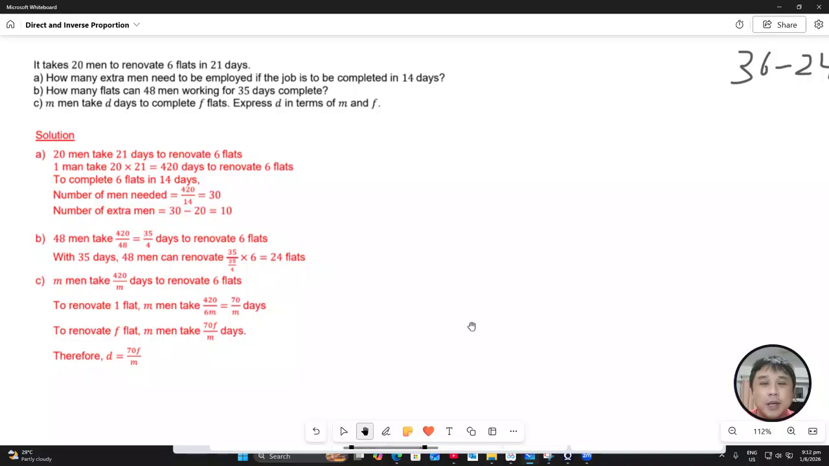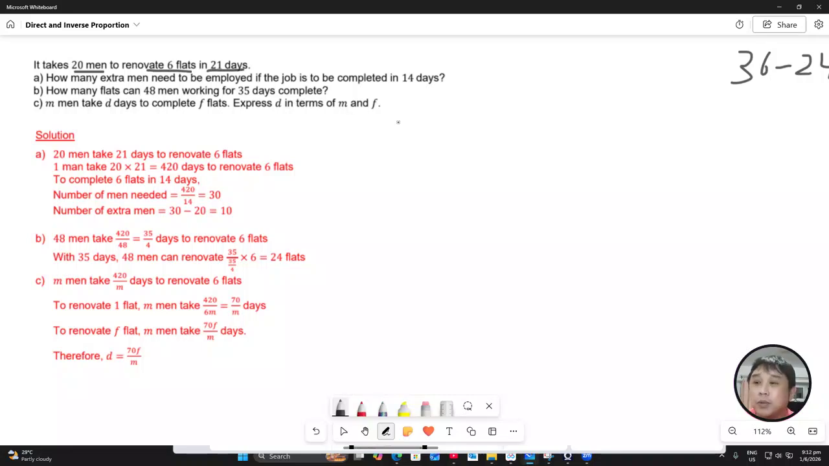But I would like to share what if we stick to the K factor or the K constant to actually do these questions. Is it possible? Let's see. All right, so now given this, let's just write this down first. 20, let's just highlight that first. Of course, you have 20 men, you have 6 flats, you have 21 days, right?